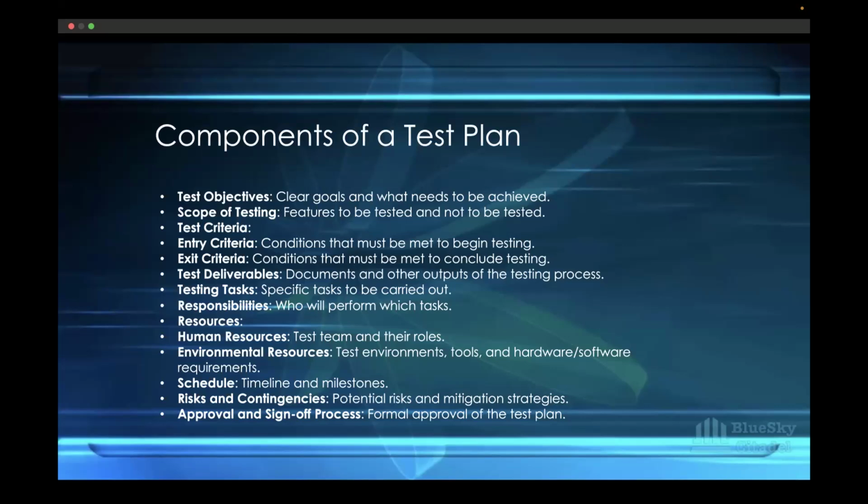And you also have resources. You have human resources as well, which is the test team and their roles. You have environmental resources, which is the test environment, tools and hardware, software requirement. You have schedule, so you have the timeline and the milestones, and you have risks and contingencies. So in your test plan as well, you have to state potential risks and mitigation strategies.